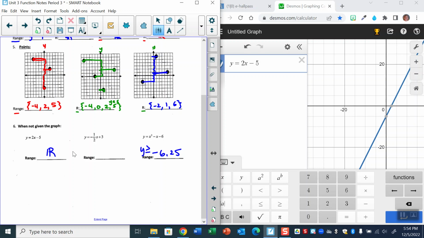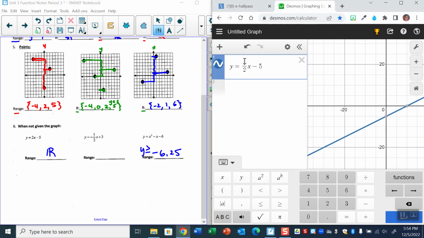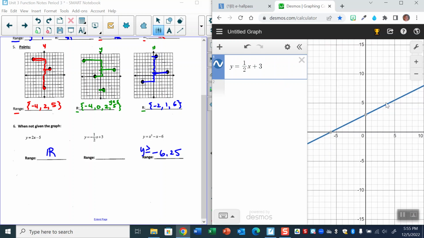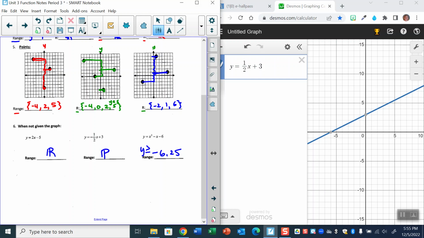Okay, and then if I change this 2 to a 1/2, all that does is make it a little flatter, right? And if I make that a +3, it just kind of moves it up a little bit on the y-axis. Click home, that house, I can kind of zoom in on it and see. And it goes down forever and up forever. So my range is going to be all real numbers.